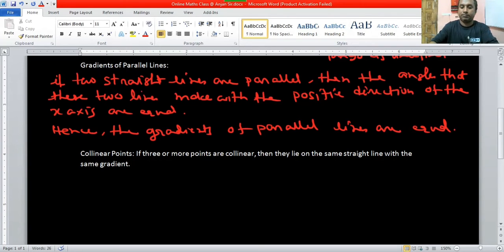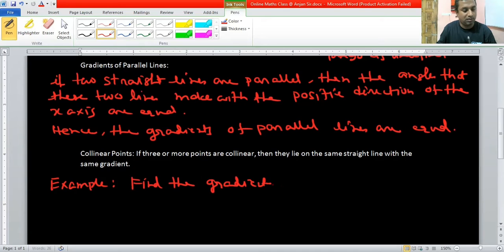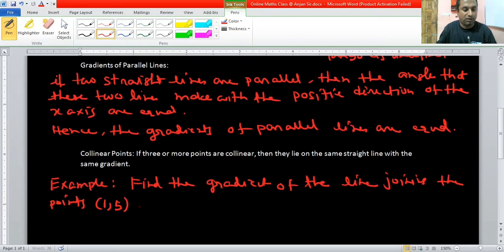Now let us see a few examples. Example. Find the gradient of the line joining the points (1, 5) and (3, -3).